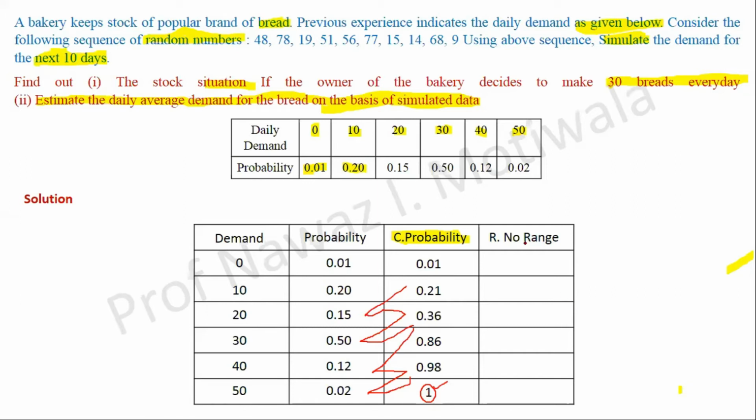Now this is something new. You need to find out the random number range. Now how to find this? For this, just look at this data of the random numbers which is given in the question, this one.